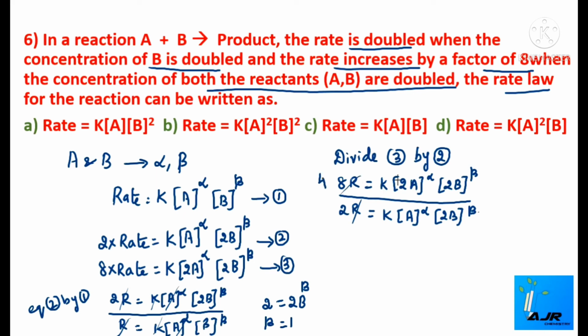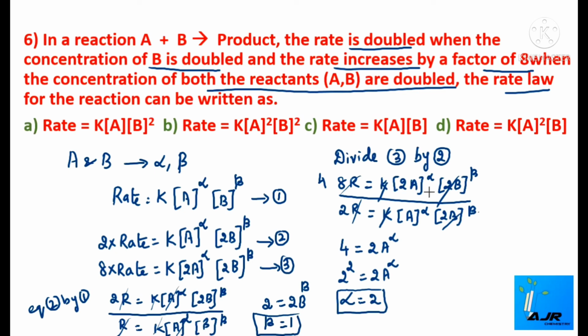After simplifying, this gets cancelled, and this becomes 4, and this one and this one get cancelled. Finally you'll be having 4 is equal to 2A per alpha. This 4 can be written as 2 power 2, that's equal to 2 to the power alpha. Now what is the value of alpha? Alpha is equal to 2. Now we have found out the value of alpha, and also the value of beta. Now we can write the rate law.